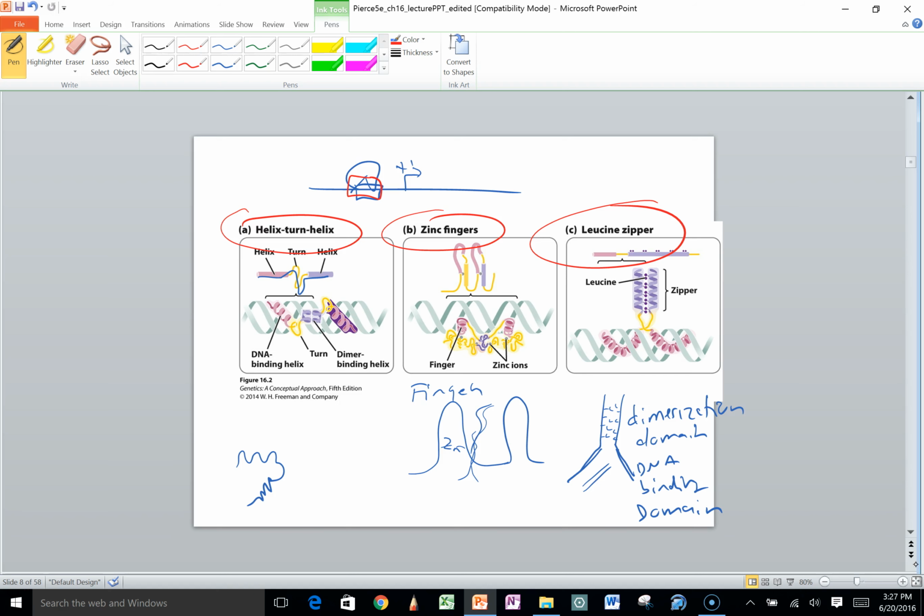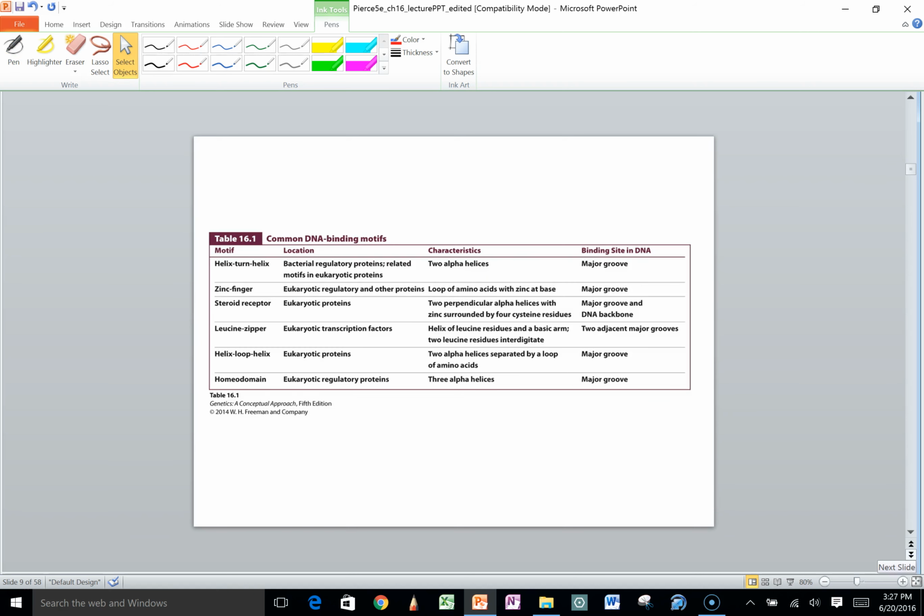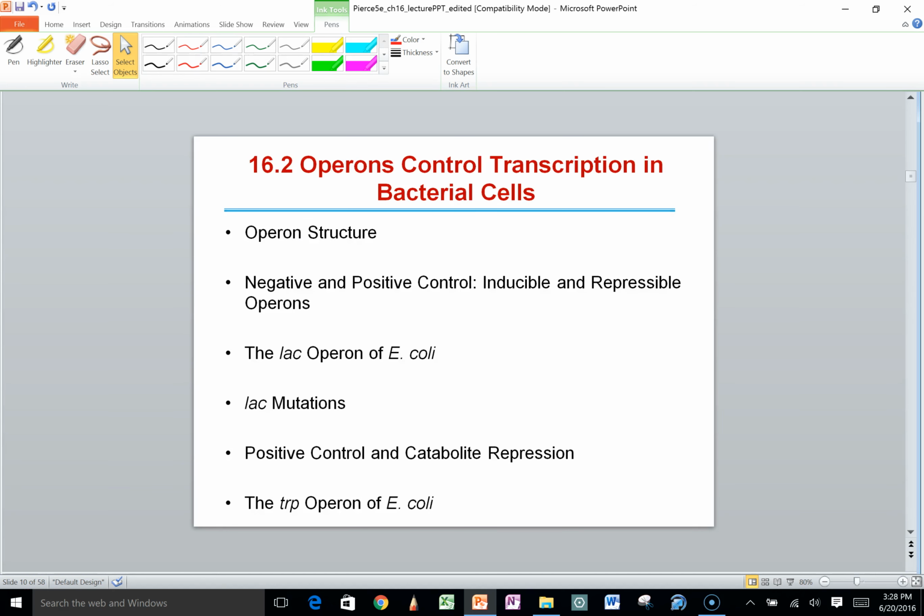So it at least gives you a hypothesis to get started. These are just some specific examples of different types of domains. I wouldn't worry about it too much. If you see these domains and think about DNA binding, that's fine. As you get into molecular biology and biochemistry, you'll get into that quite a bit.